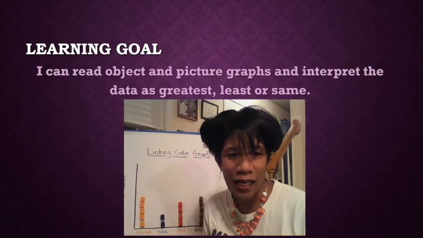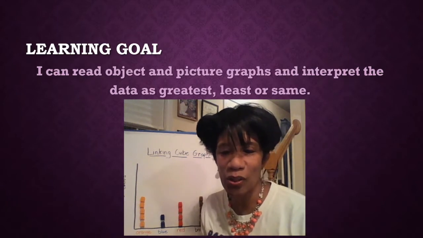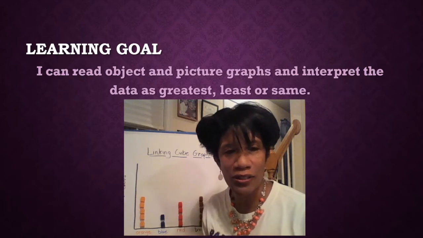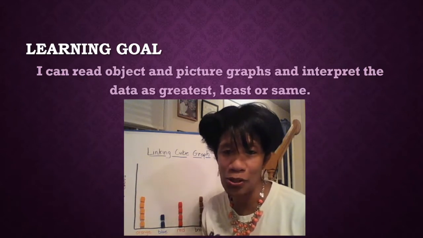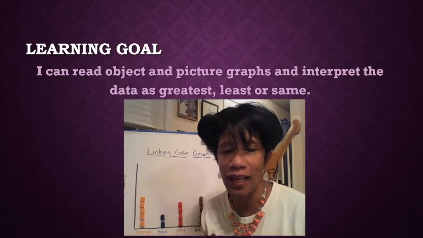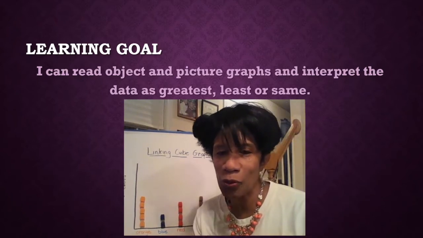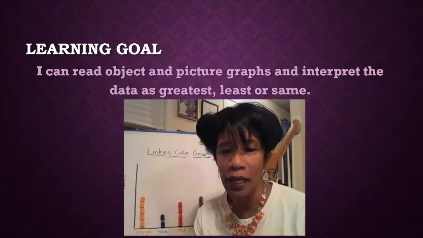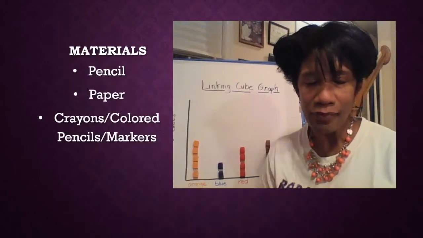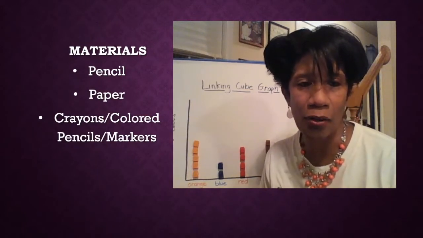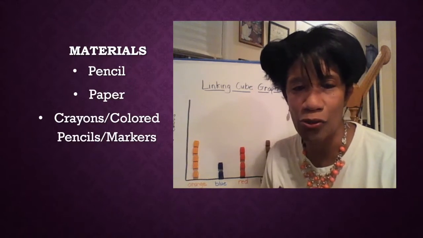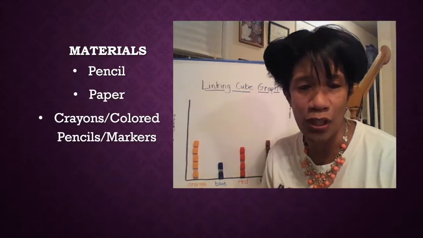Now that we've got our minds all warmed up, let's move right into what our learning goal is going to be for our activity today. Our learning goal says that I can read object and picture graphs and interpret the data as greatest, least, or same. So we're going to be using those important words of greatest, least, and same that we used when we were comparing objects. The materials you're going to need today are a pencil, paper, and maybe some crayons or colored pencils or markers or something that you have at home that you can use for your graph.